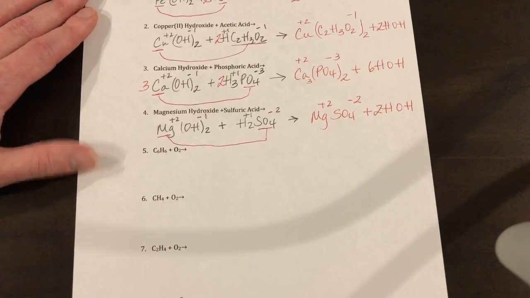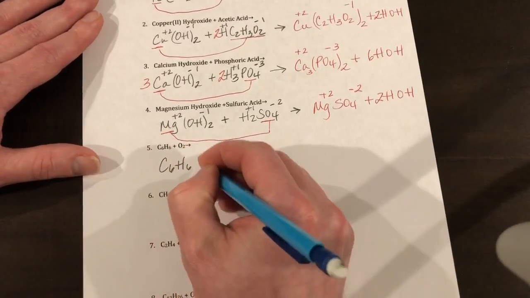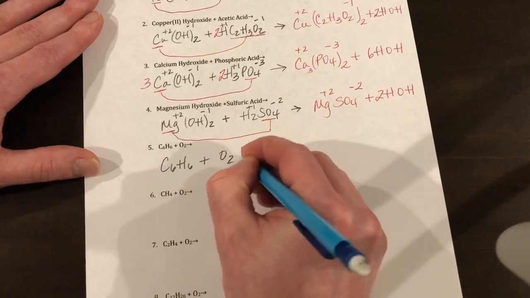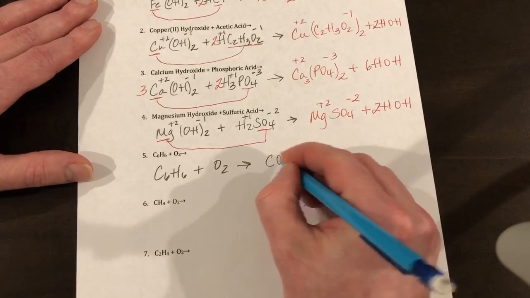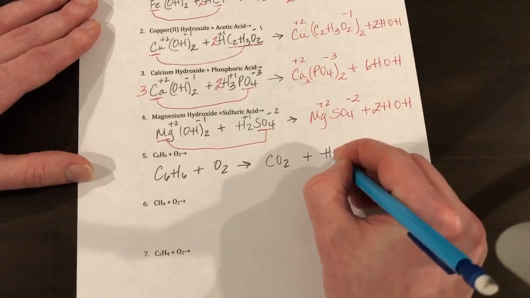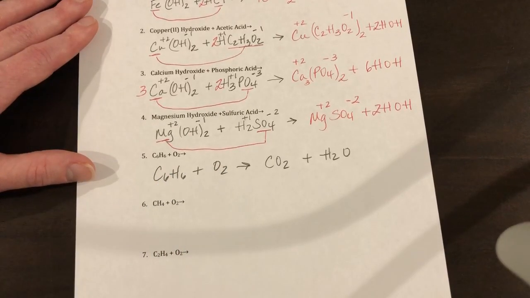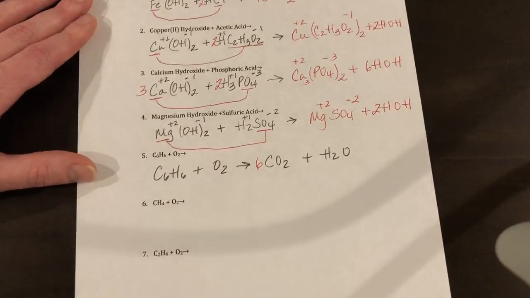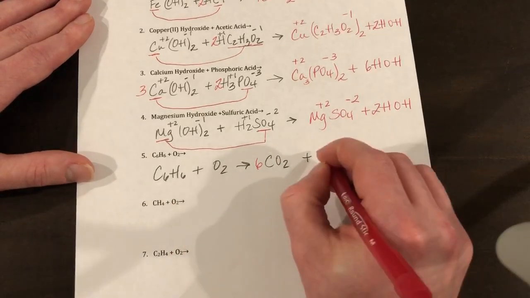Now going through and doing these combustion ones down at the bottom. C6H6 is benzene. Okay, a combustion reaction always produces carbon dioxide and water. So we're going to balance our carbons first. 6 carbons on this side. I'm going to put 6 carbons on this side. 6 hydrogens here. I need to get 6 on this side, so I'll put a 3.